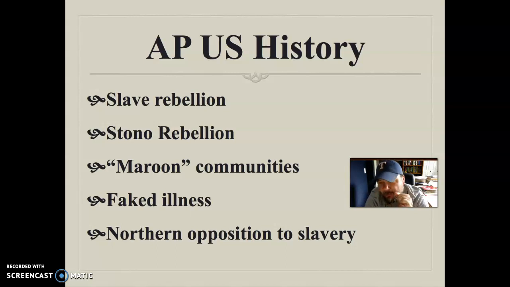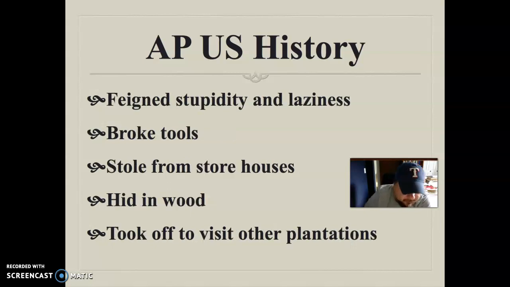More subtle things they could do as they lived on the plantation were things like faking illnesses. Forcing somebody to work doesn't always mean forcing somebody to work their hardest. So they could fake illnesses. They could pretend like they didn't really know what exactly they were supposed to do, or again, just not work very hard. A lot of times slaves would break tools, giving themselves momentary breaks until they got new tools. They stole from some of the storehouses.